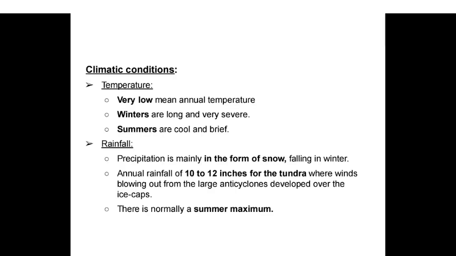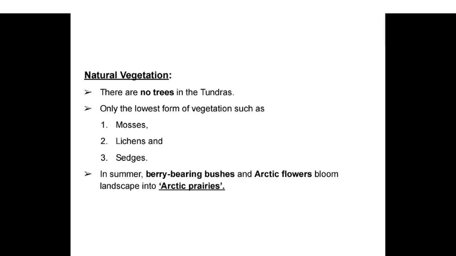Conditions: temperature. Very low mean annual temperature. Winters are long and very severe. Summers are cool and brief. Rainfall is in the form of snow, 10 to 12 inches for the tundra. There is normally a summer maximum. Natural vegetation. There are no trees in the tundras, only the lowest form of vegetation such as mosses, lichens, and sedges. In summer, berry-bearing bushes and Arctic flowers bloom the landscape into Arctic prairies.